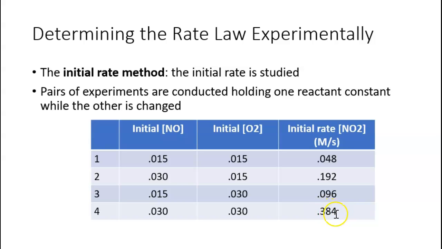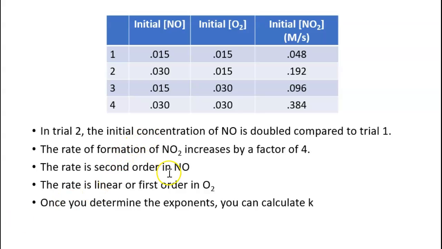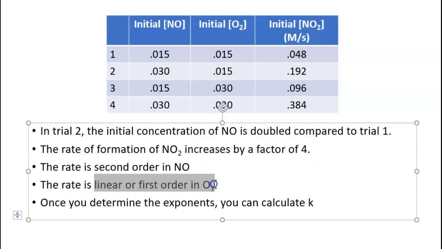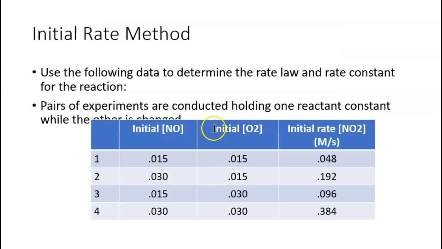I don't want to mess it up. But you see that the rate increases even more when we double both of them. Okay, so that's all of this, I think. Second order in NO, which is what I said already, first order in O2. So if you've determined the exponents, then you can calculate K. What you do is substitute in the values for the exponents.